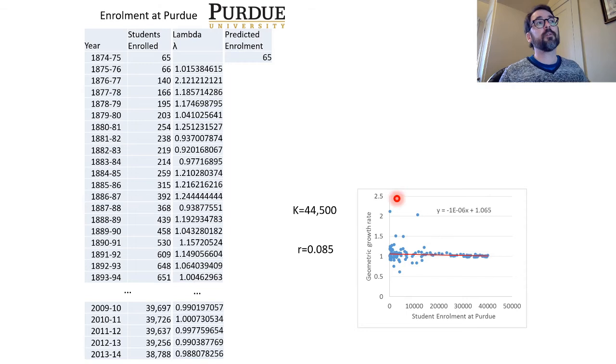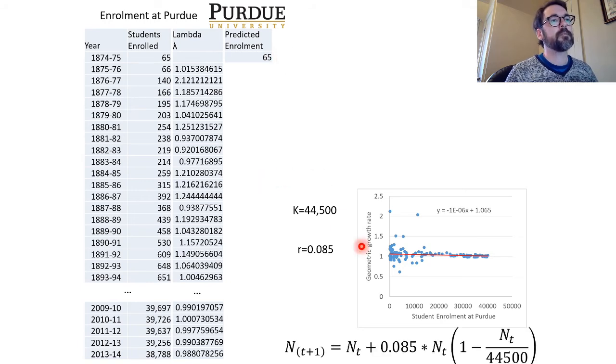So then what we can do is say, all right, what's the predicted enrollment? Well, we need to have something to start with. Otherwise, we can't do the calculation. So all we need to do is use r and K just like we did before. We estimated that r is 0.085. We estimated K is 44,500.